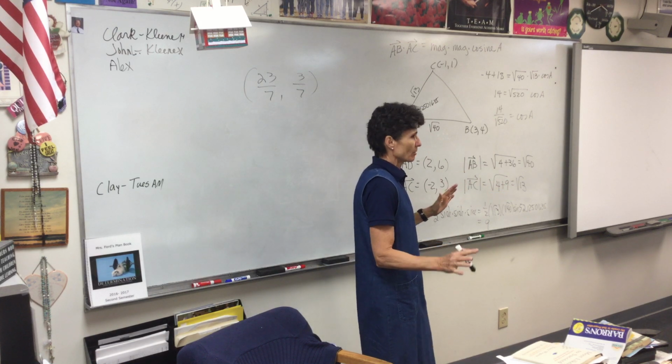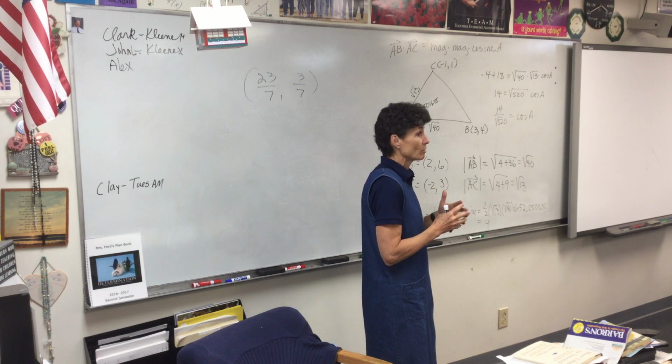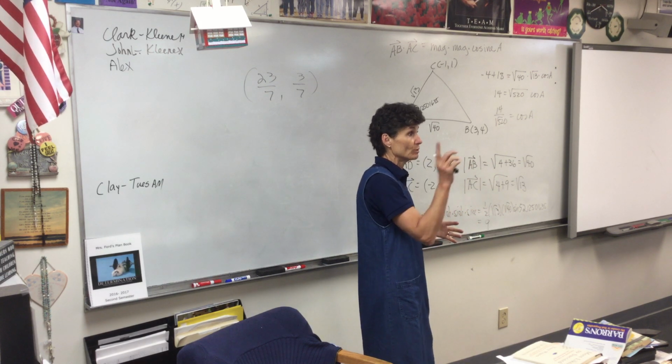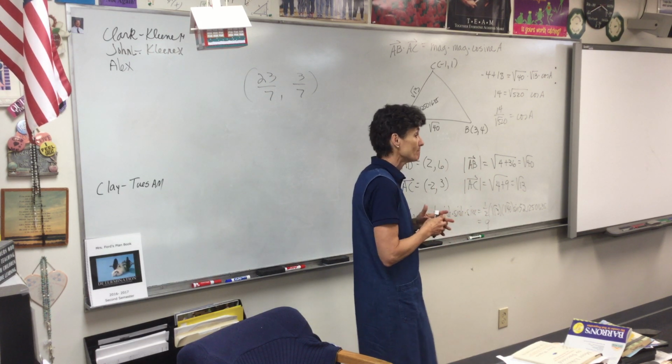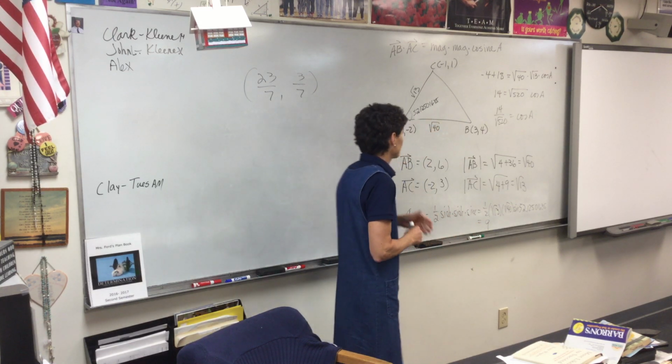1/2 base times height's not going to work too well here because you don't know the height, but you could also do Heron's formula, if you remember that. Square root of s(s minus a)(s minus b)(s minus c). I chose what I think is the easiest, which is 1/2 side, side, sine.